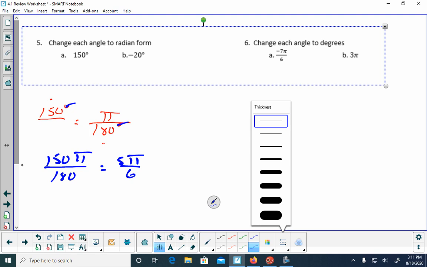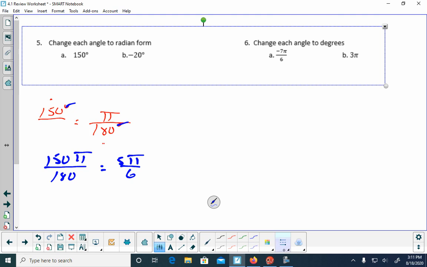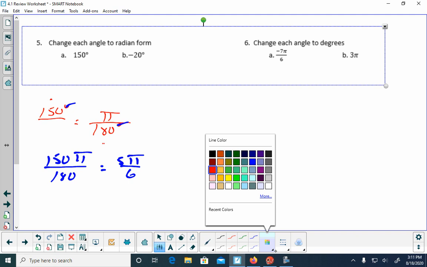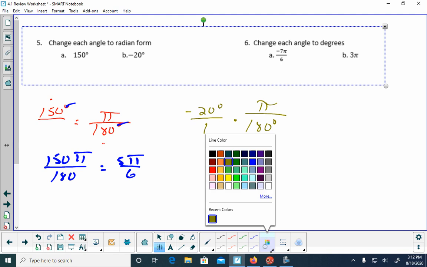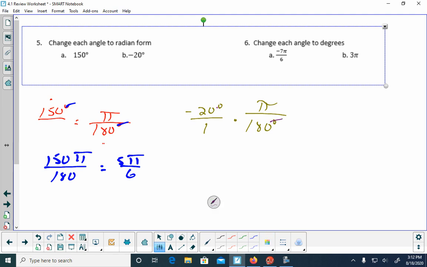Part B is negative 20 degrees. So when I have negative 20 degrees, this will be negative 20 degrees over 1, and it's understood to be over 1. Again, the 180 degrees is going to go in the denominator. The pi will go in the numerator. That way I can see that the degree symbol simplifies. So I have negative 20 pi over 180.